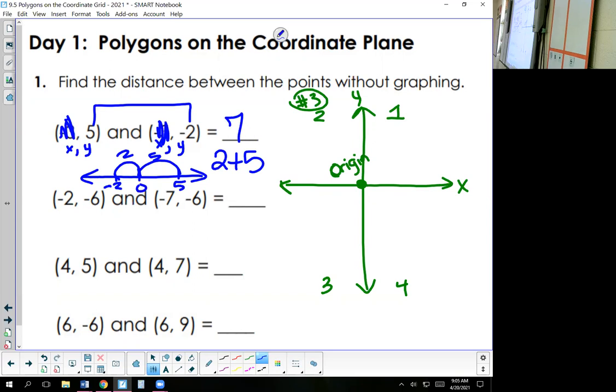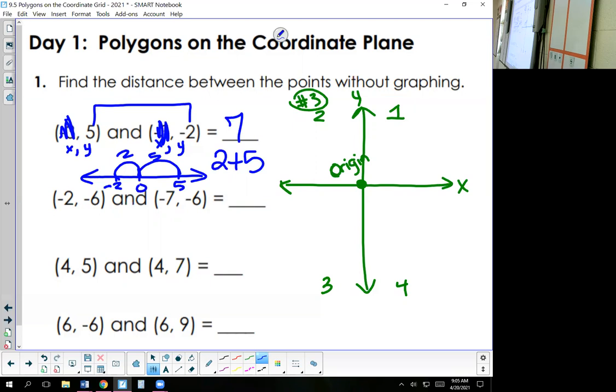We add them together. Why, Miss Edwards, why are you writing 2 instead of -2? Because of the absolute value. Don't write -7. Don't write -2. Don't write -5. Ignore the negatives because it's just saying spaces.